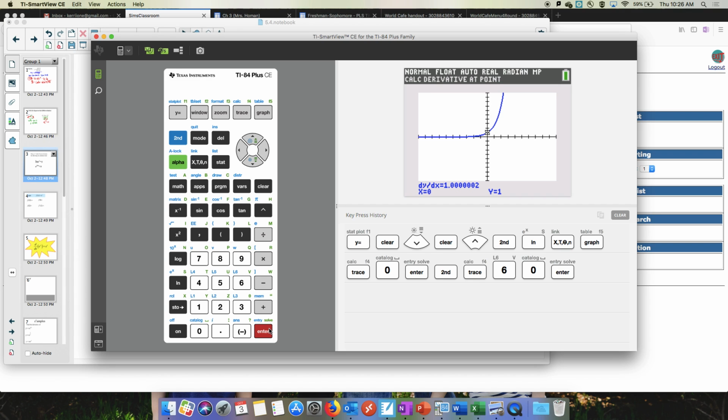Okay. Let's do this. Say second trace, and let's find the derivative at 1. What's the y value at 1? Okay, what's the derivative at 1? Interesting. Let's calculate the derivative at 2. By the way, I'm showing you an alternate from Math 8. You can graph a function and find a derivative at a point. What's the y value at x is 2? 7.389. What's the derivative? The same. One more. E cubed.